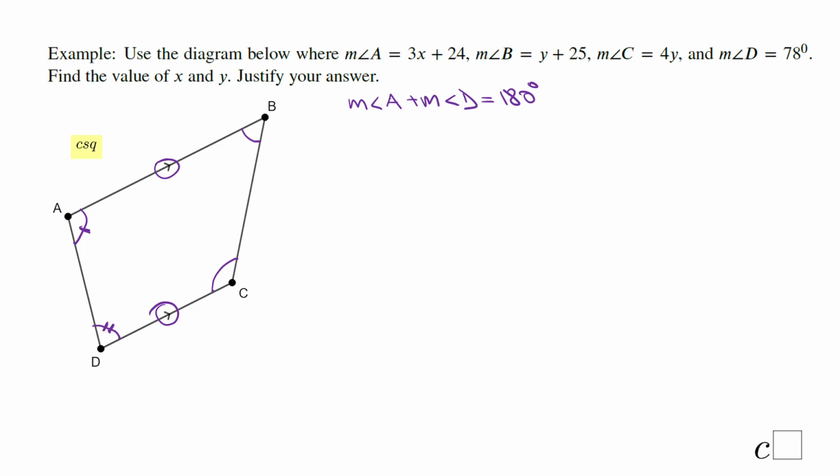We have A is 3x plus 24. D, the measure of angle D, is 78 degrees. And that equals 180. So now this is an equation. From geometry we go to algebra. We're going to add 24 and 78. And that will be 102.